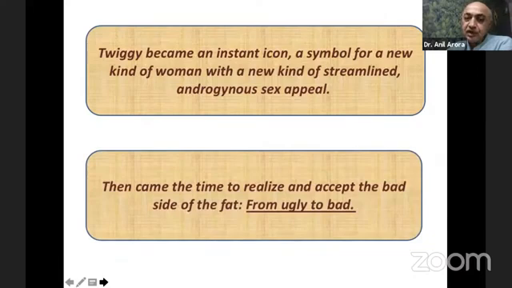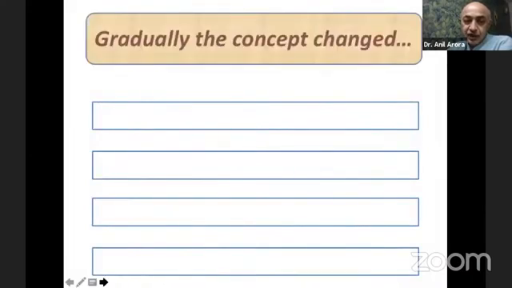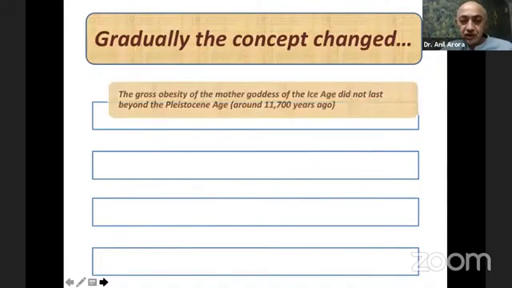Then came the time to realize and accept the fact that fat was not only not good, but it was ugly. And then people started realizing, is it possible that this ugly fat may become bad also? So how is it that fat became bad? There are some anecdotes for centuries. Let me give you some examples.